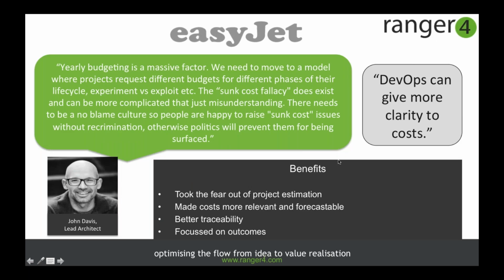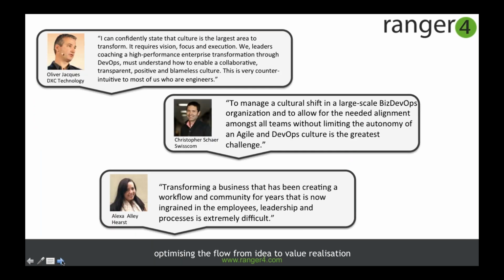So I love what John's said here as well. I've always tried to pull out a really pertinent quote on the top right, and it's that DevOps can give more clarity to costs. I love that idea. It's really moving away from, we have to do things in a waterfall manner and do tons and tons of planning, otherwise we won't know how big this thing is. John's opinion here is that it actually makes things more relevant, as he says, and more forecastable. So that's one way to really assist with the budget problem.